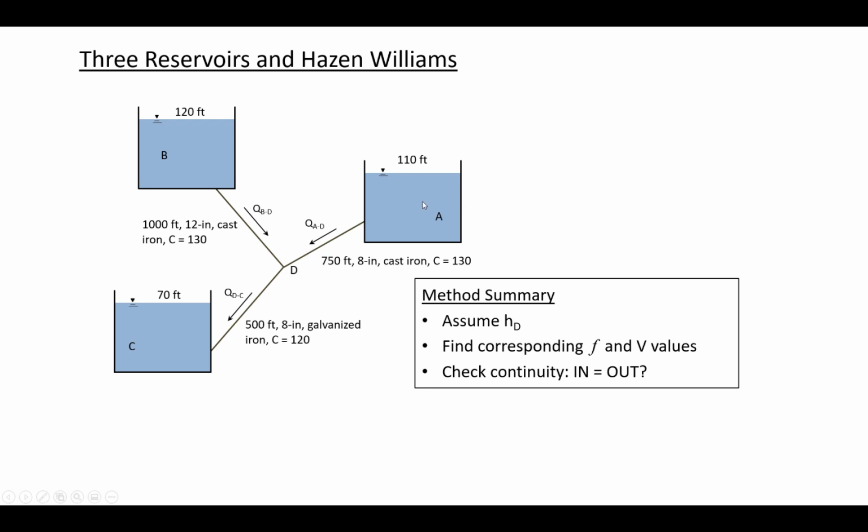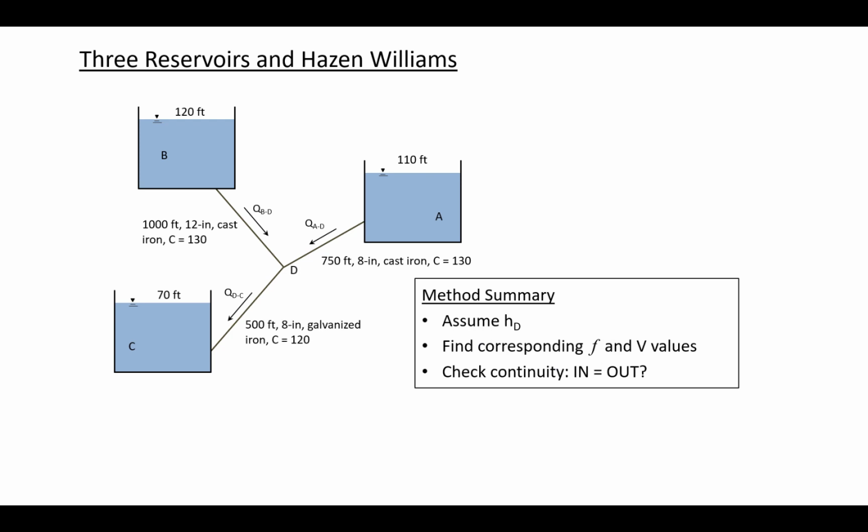And so what we did was we made a guess of how much head there was at D. So that is, how much energy is there at D? And once you have a guess or an assumption, then you can just say, well, if the head at D is bigger than the water surface elevation in the middle tank, then the water would flow from junction D towards the middle tank. And that's the process that we went through: we made a guess, and then we found the corresponding F values and the corresponding V values.